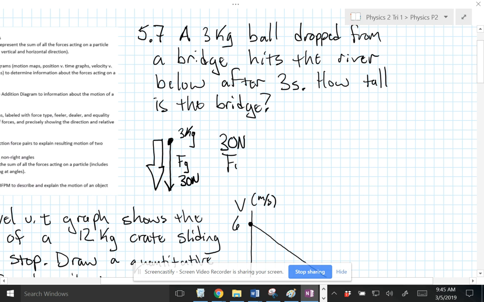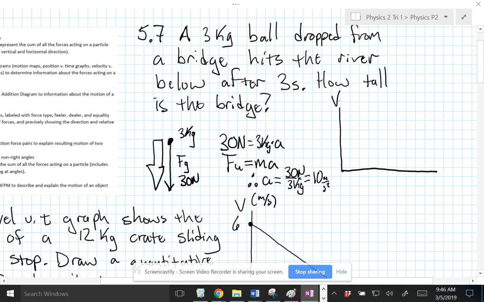So I guess I should write it like this. Fu equals ma. So 30 newtons equals 3 kilograms times a. Okay, therefore, my acceleration is 30 newtons, not over 30 kilograms, Mr. Harding, over 3. Who's got a calculator? Awesome. Okay, 10 newtons per kilogram, that's equivalent to 10 meters per second squared. I'm doing that because then on my velocity versus time graph, that's going to be my slope.